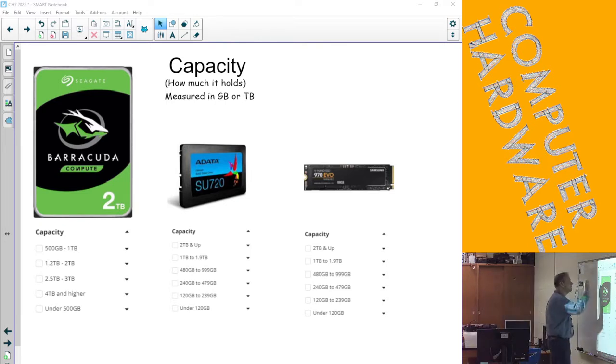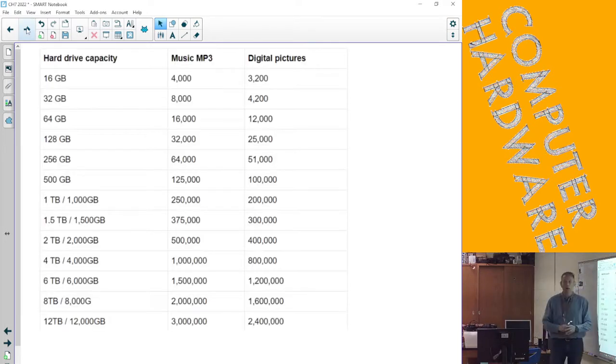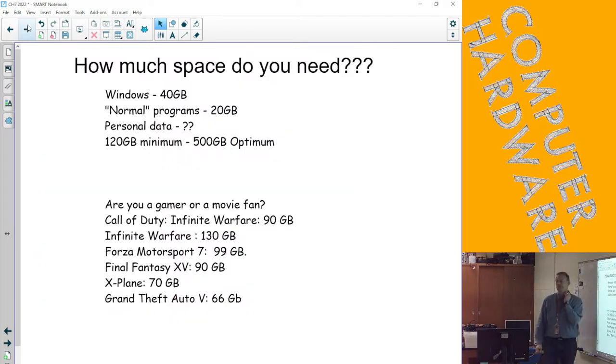And when we look at hard drives, we have to look at what does that mean and how much does it hold. This 500 gig hard drive that I'm just holding holds the equivalent of 125,000 music tracks, songs I could save on it, or 100,000 digital photos. A 4 terabyte drive holds 1 million MP3 tracks or 800,000 digital photos. Just kind of what's that mean?